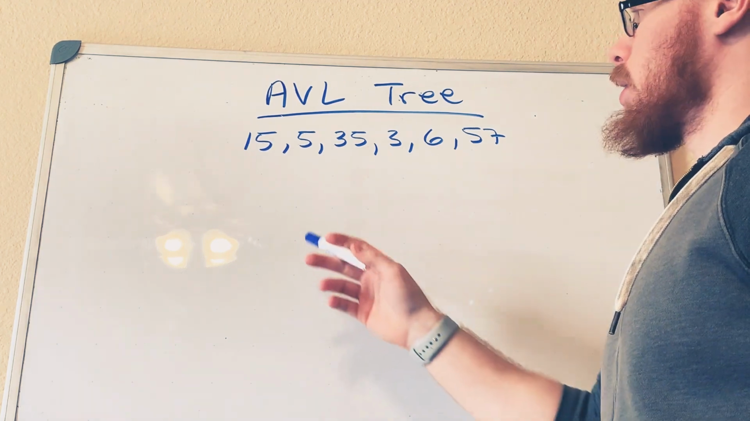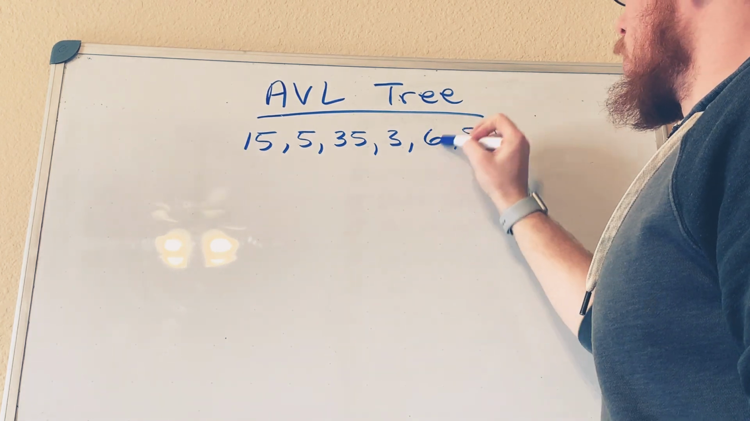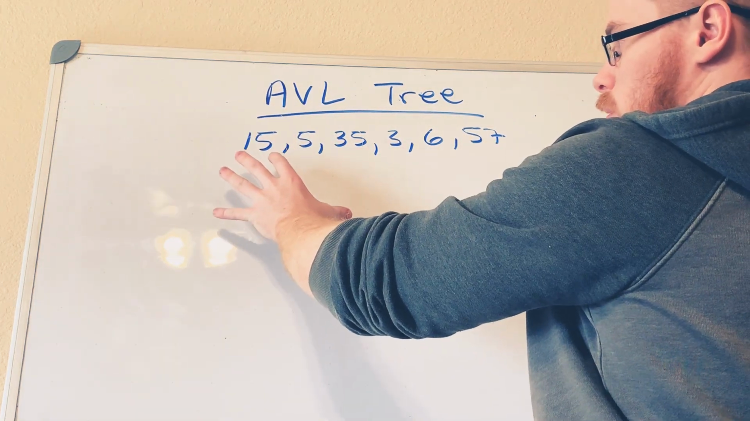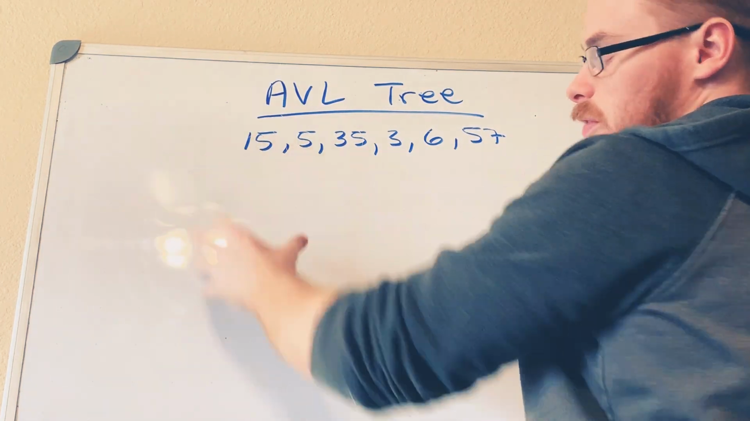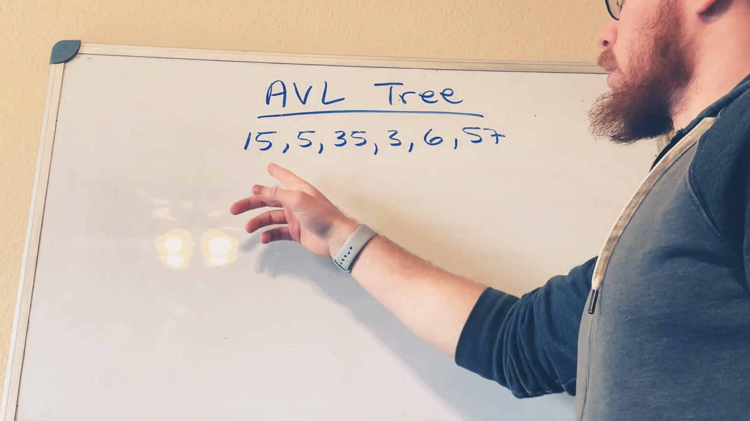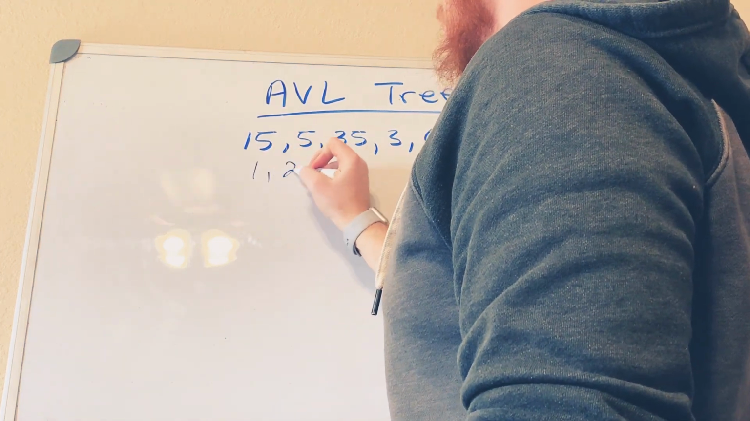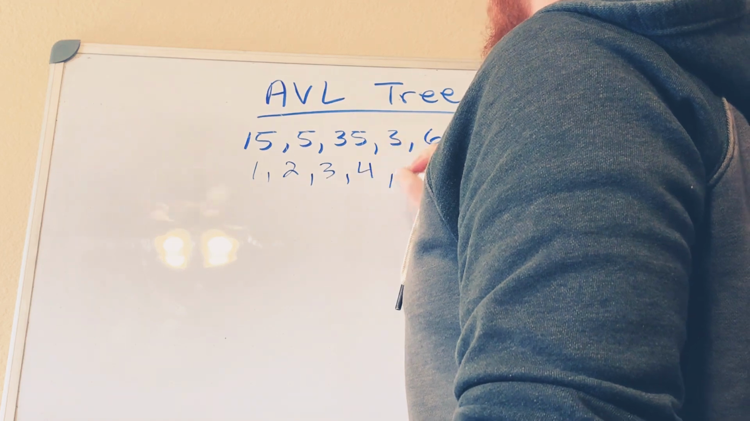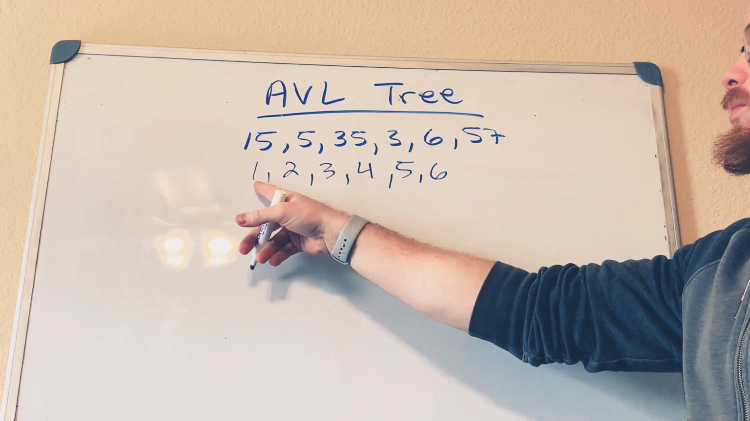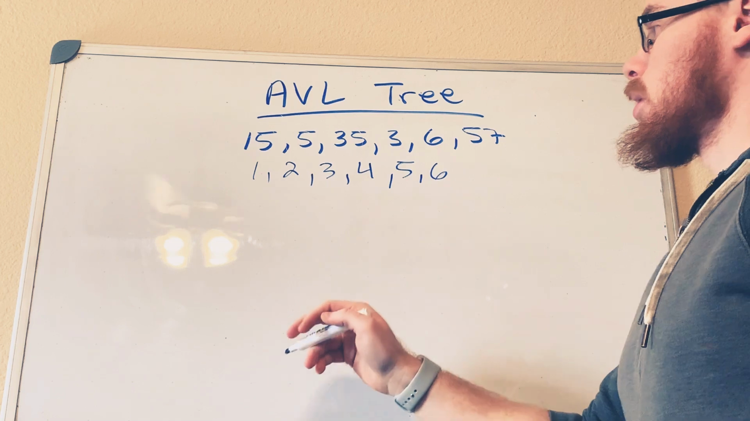So with a binary search tree, if you were to insert these numbers in order, the tree could be really funky looking and not balanced. Let's say you had 1, 2, 3, 4, 5, 6. Let's go with this example, and say we went in order from the left to the right, inserting these nodes into the tree.